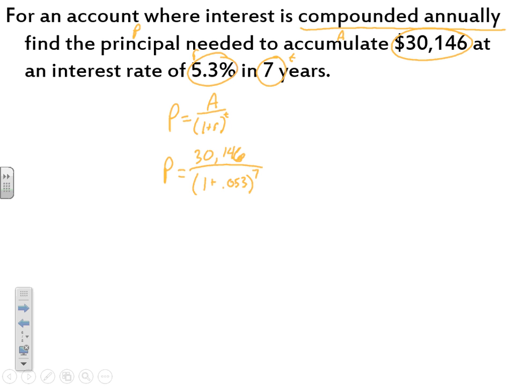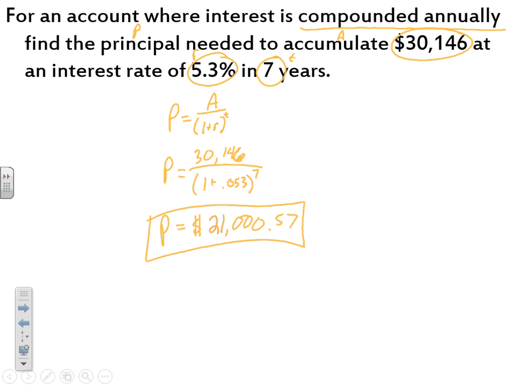All you have to do is just plug the stuff into your calculator and see that the principal amount that they would need would be right about $21,000 and change, 57 cents. So pretty much $21,000. So there we go. But a fairly straightforward problem.